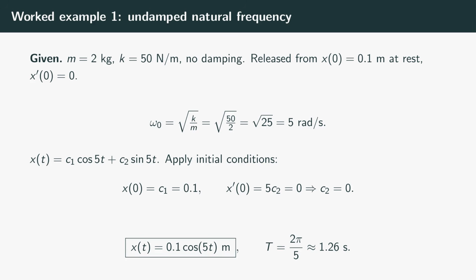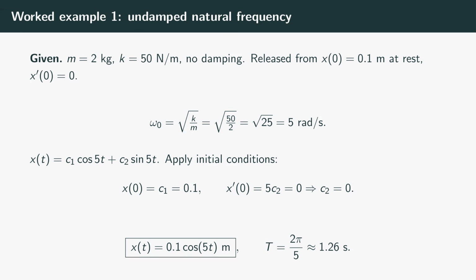Let's put numbers to it. Take a 2 kilogram mass on a spring with stiffness 50 newtons per meter and no damping. We pull it to 10 centimeters, that's 0.1 meters, and release it from rest. First, the natural frequency, omega naught, equals the square root of k over m, the square root of 50 over 2, which is the square root of 25, which is 5 radians per second.